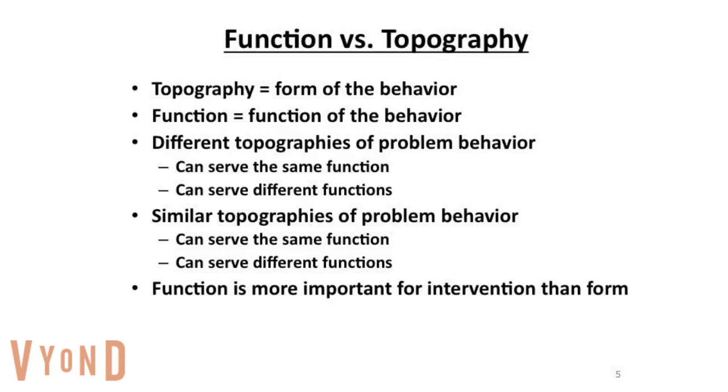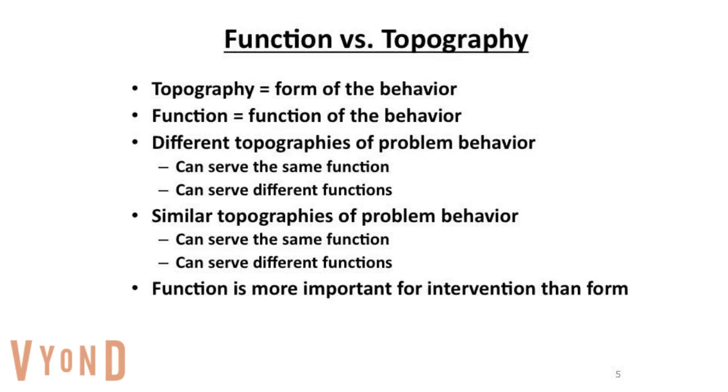Function versus topography of behavior. So topography, or the form of the behavior, is what the behavior actually looks like. Function is the function of the behavior. So, behaviors can look the same but have different functions. Different topographies of problem behavior can serve the same function or a different function. Similar topographies of problem behavior can also serve the same function or a different function.